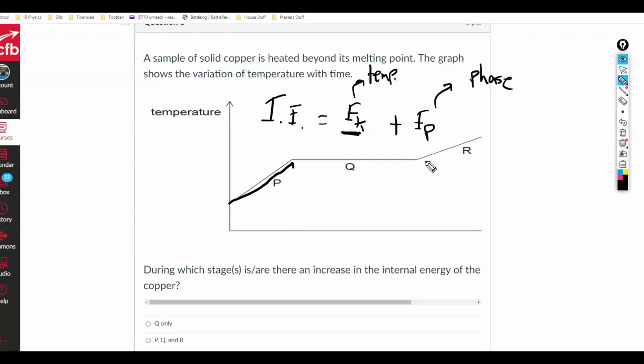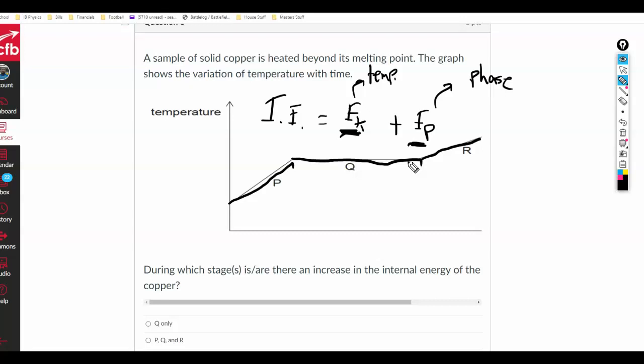Okay, and so during P and R, the internal energy is increasing because this part is changing. However, during stage Q, just because there's not an increase in temperature does not mean the internal energy is not changing. Because if you keep heating something, even if the temperature doesn't go up, that energy still has to go somewhere. And in this case, it goes to the internal potential energy of the copper. In other words, it goes to phase changing the copper.